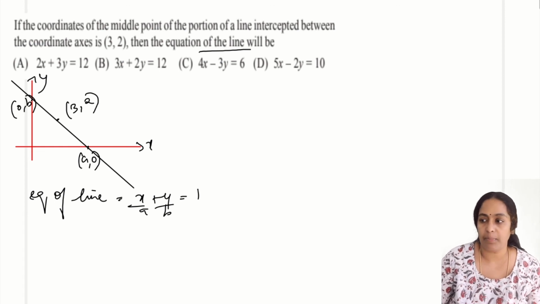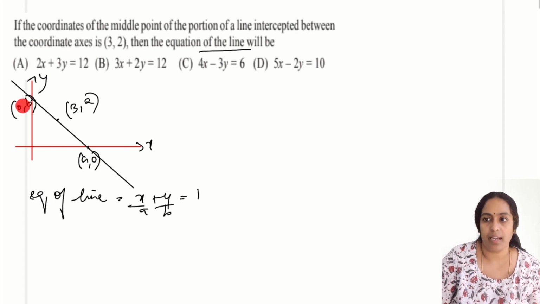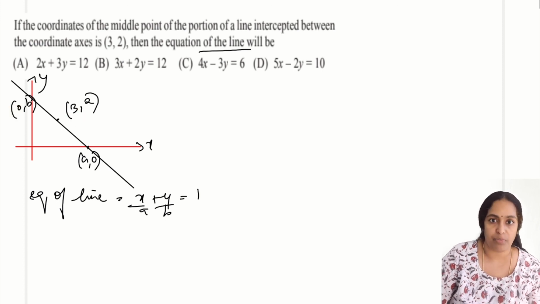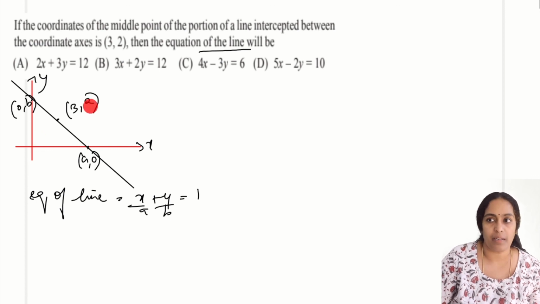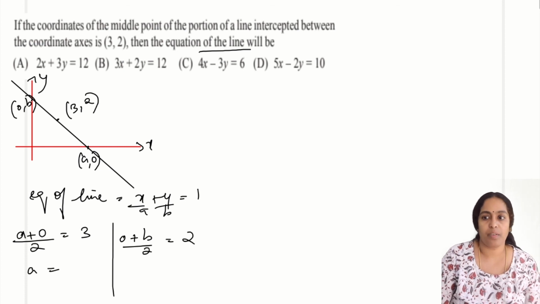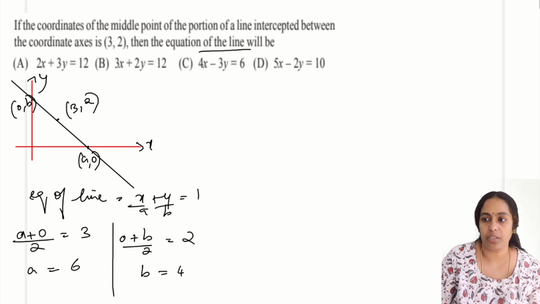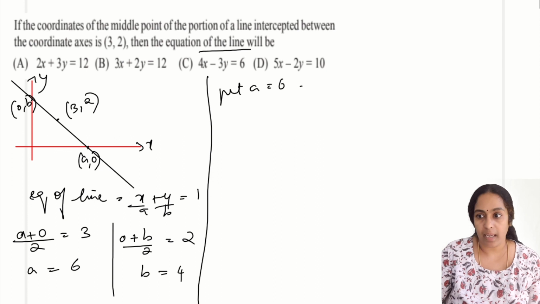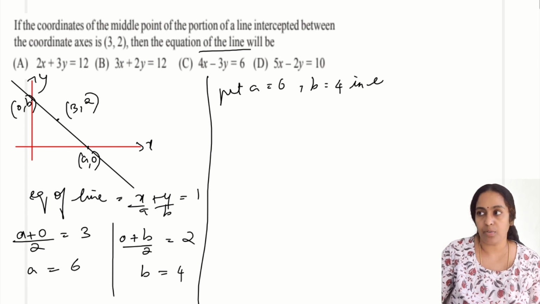So according to the midpoint formula, for the line joining (a, 0) and (0, b), the midpoint is (3, 2) here. So (a plus 0) divided by 2 is 3. (0 plus b) divided by 2 equals the y coordinate, which is 2. So I have (a plus 0) by 2 equals 3, and (0 plus b) by 2 equals 2. So what is my a here? 6. What is my b here? 4. Now put a equals 6 and b equals 4 in this equation.